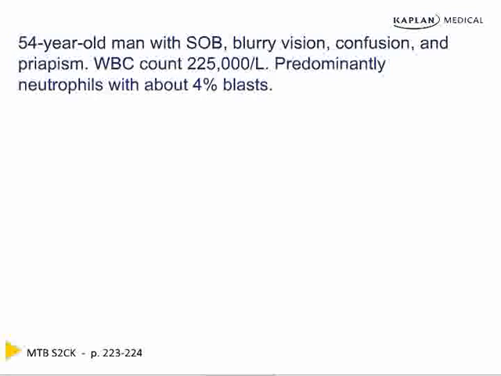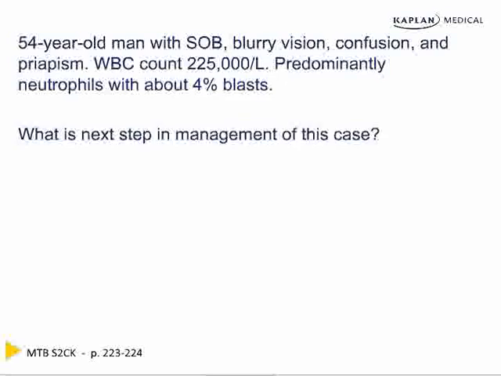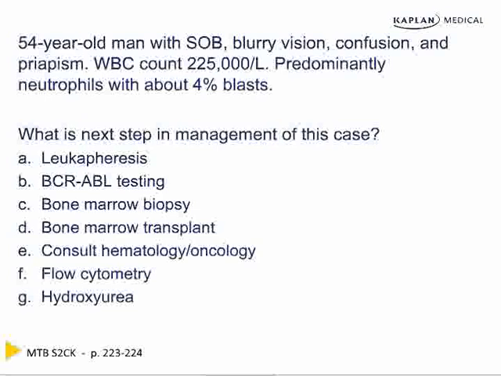225,000. Wow. Remember, normal white cell count is under 10,000, 4 to 10,000. Now, this is predominantly neutrophils with a small number of blasts. What's the next step in the management of this patient? Well, this person's symptomatic. They're short of breath. They have blurry vision. They're confused.